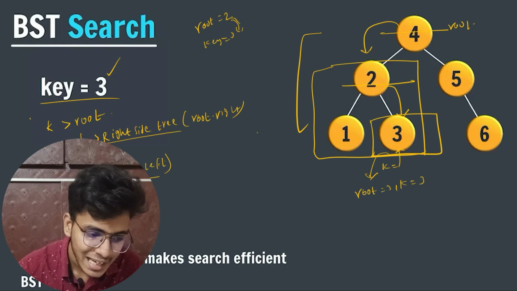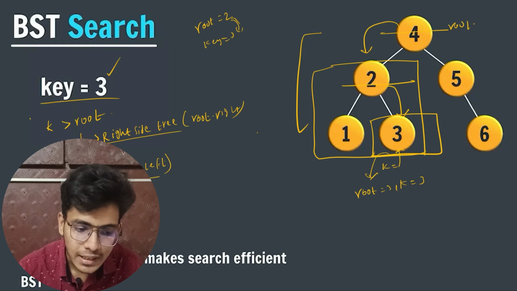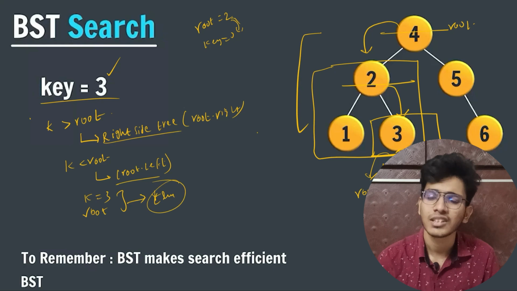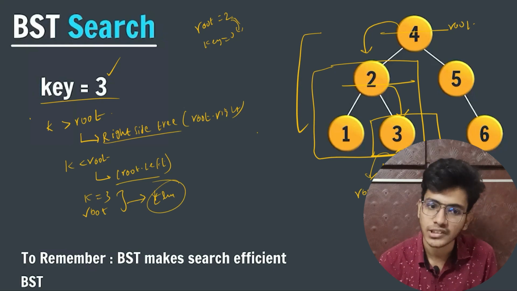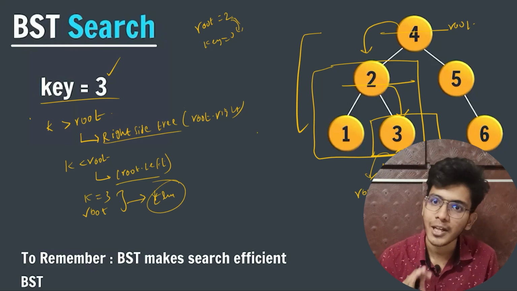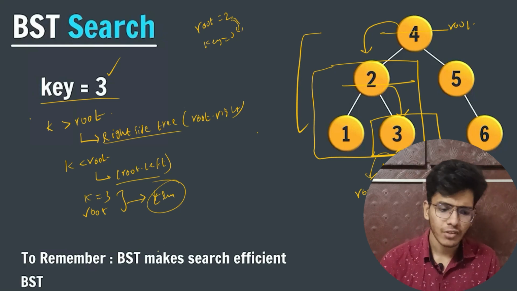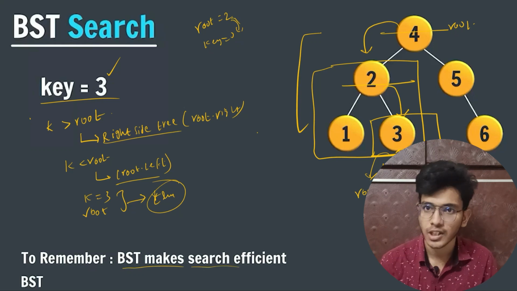So here the key is 3 and the root is 3. If both are the same, then I will print its data, or print that the element is present in my tree, or true, or else I will print false. So this is the overall approach of search in a BST. And you need to remember one thing: a BST is much more efficient when compared to a general binary tree.